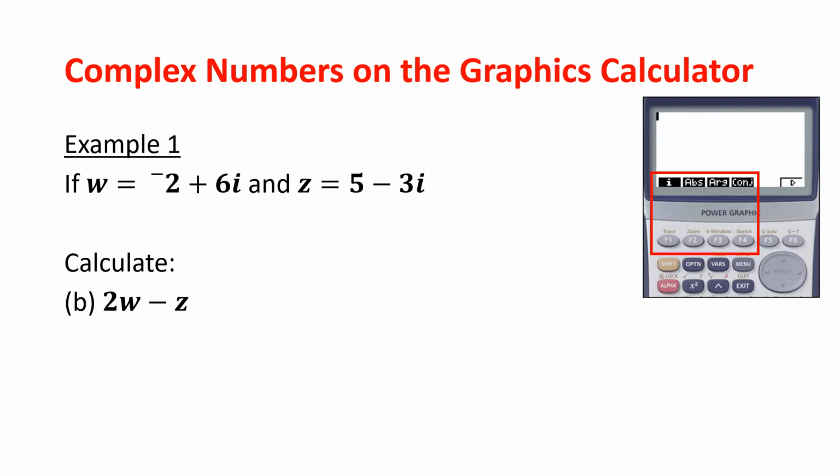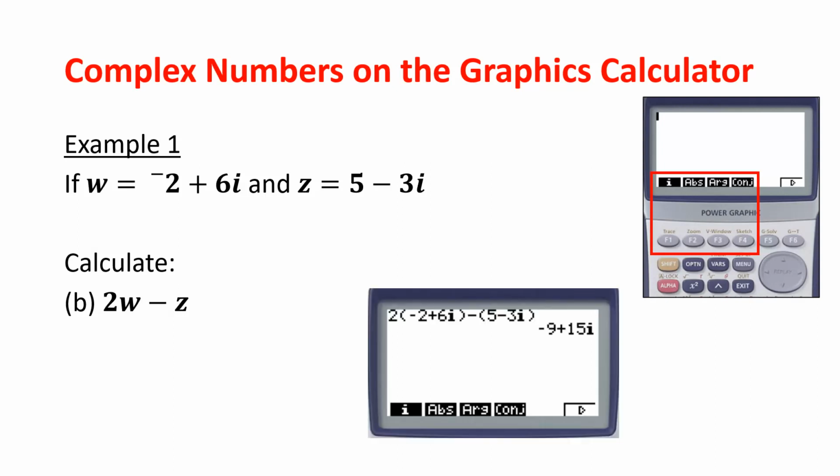What if I want to do something a bit more complicated, like 2w minus z? Well, I'm just going to go to bracket and then type in my w. Remember, when I type in i, I push F1 to bring up i, and then I subtract z, and you will see that I get negative 9 plus 15i.